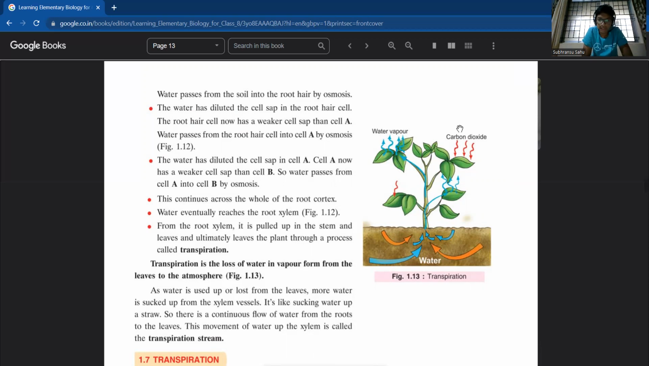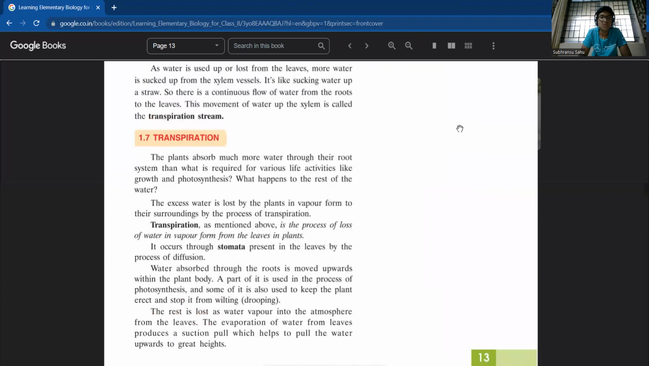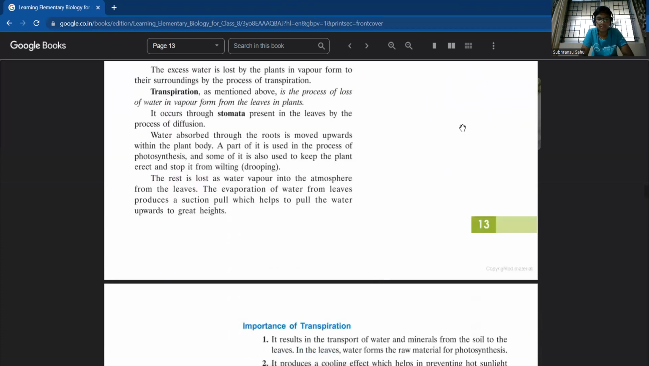So when the root absorbs water, it goes into the xylem, is pulled up in the stem and leaves, and ultimately leaves the plant with a process called transpiration. As I told you in this first video, to sum this up, transpiration is the loss of water in vapor form from the leaves to the atmosphere. As water is used up or lost from the leaves, more water is sucked up from the xylem vessels. It's like sucking water up through a straw. The continuous flow of water from roots to the leaves. This movement of water up the xylem is called the transpiration stream.